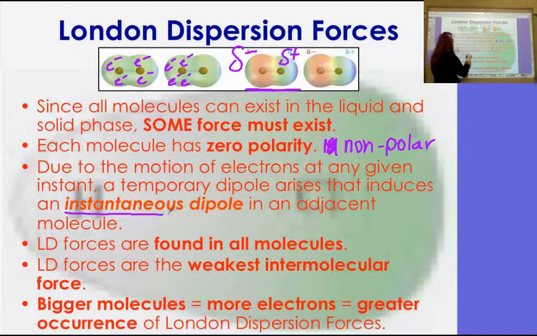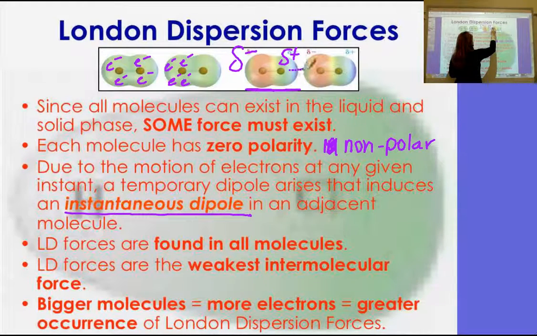That's what's called an instantaneous dipole. The dipole meaning partial positive and partial negative. Why is it instantaneous? Because it only lasts for a split second, and then the electrons are moving in their own independent path again. But for that instantaneous second, where you have a partial positive and a partial negative, it actually attracts a nearby molecule.